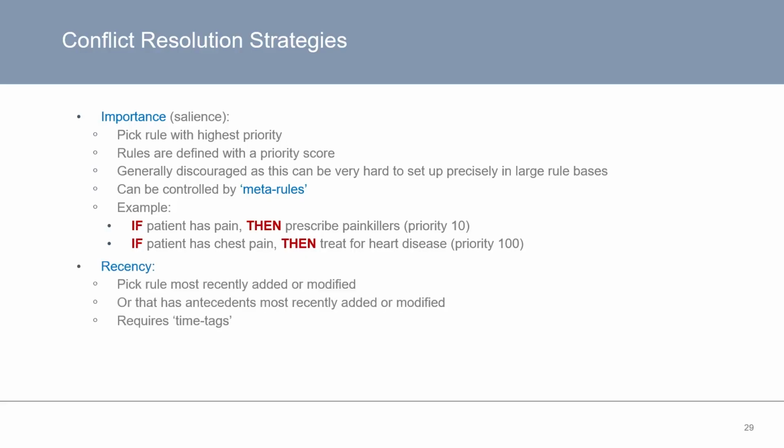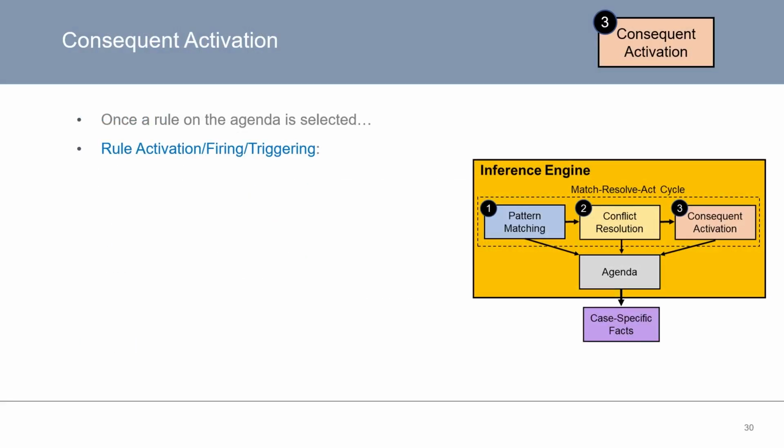Yet another conflict resolution strategy is that of recency. In this case, we want to pick the rule that was most recently added or modified, or that has antecedents most recently added or modified. The downside here, of course, is that you're going to have to require time tags in your implementation. And the last conflict resolution strategy we'll mention is refractoriness. This approach simply doesn't allow the same binding instance of a rule to be fired again. The last part of our inference engine that we're going to look at is the consequent activation.